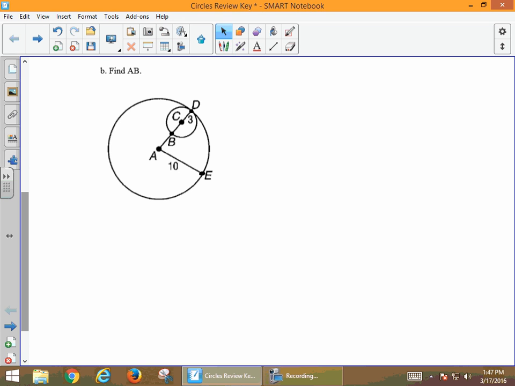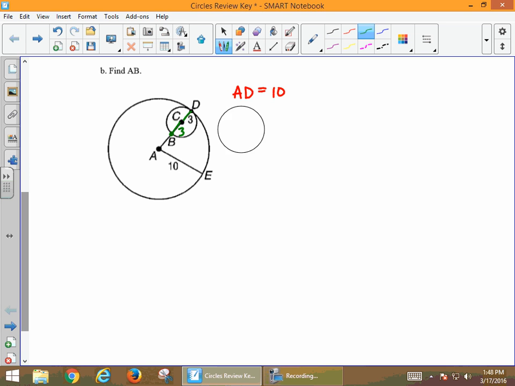So when I look at the big circle, AE is a radius. It's 10. AD is also a radius. It is also 10. So from A to D, that is 10 because it's a radius. Now, with that being said, I'm going to move the red out of the way, and we're going to take a look at the small circle that has radius 3. So CD is 3, so DB back the other way is also 3. So that means from B to D, that distance will be 6. All the way across that circle has to be 6.